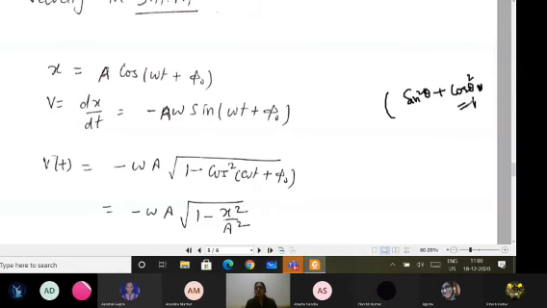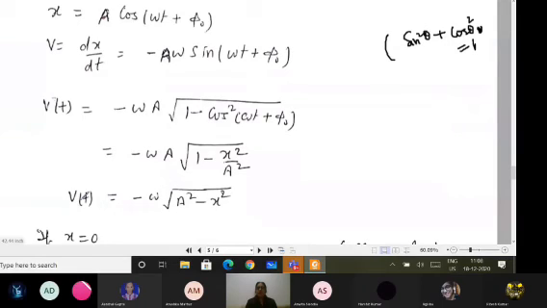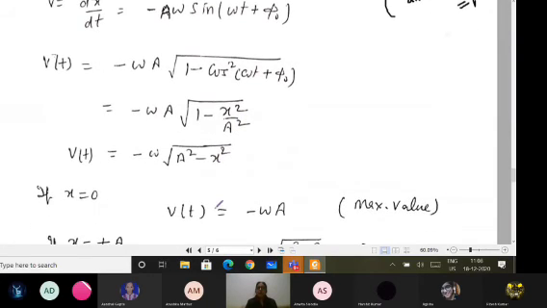So from here you can take the value that sine theta is equal to the square root of 1 minus cos square theta. So cos theta here you can see is x upon a. So I can write it in terms of the amplitude, that velocity can be written as minus omega times the square root of a square minus x square. Now if the body is at mean position, x is equal to 0, no displacement, then the velocity is going to have the maximum value, that is minus omega a.